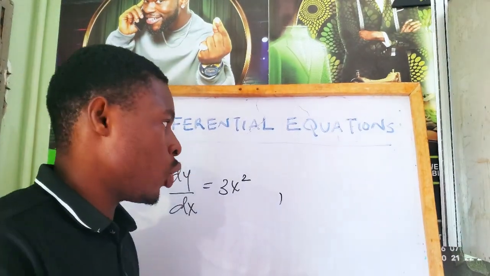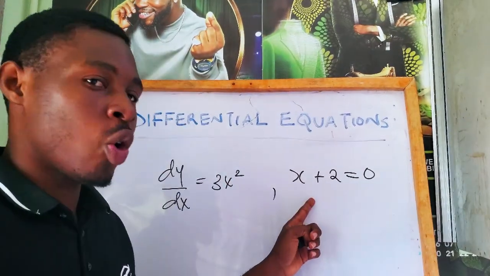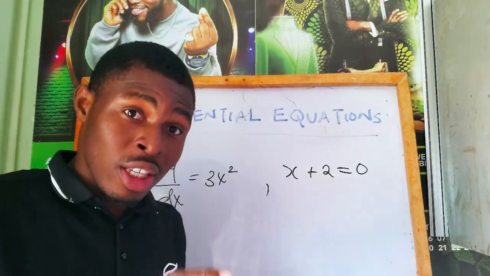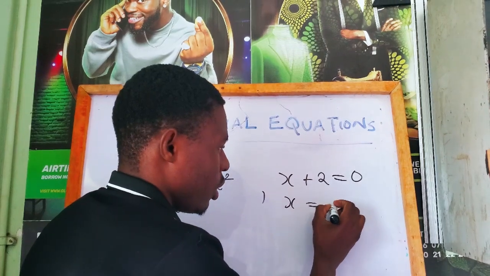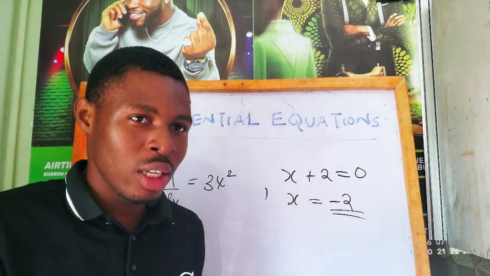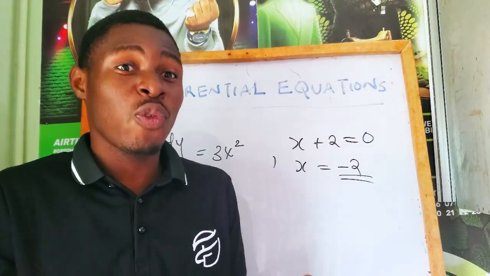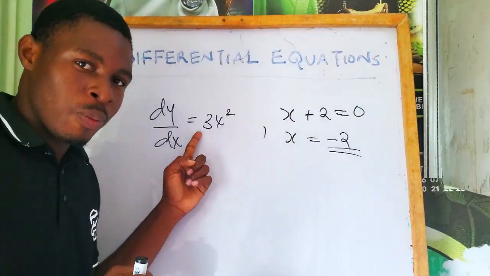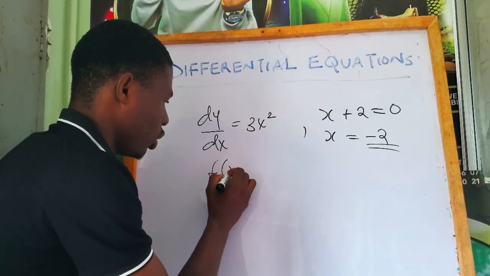Now, up until now, you've done equations like x + 2 = 0. These are called constant equations because the answer you are looking for in this equation is a constant. If I solve this now, I'll get that x = -2. You can see -2 is a constant. So the answers you seek in constant equations are constant values, numbers. But in a differential equation, the solution is always a function. It's always a function.